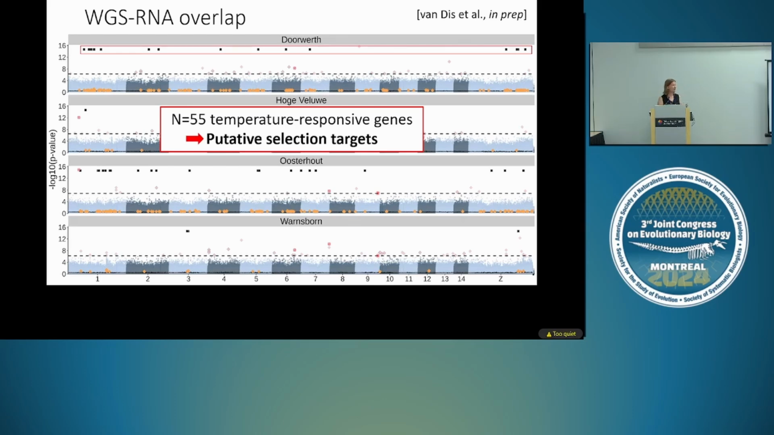And I had a quick look at them, and some of the genes that popped out are cell cycle regulators, genes involved in transcriptional control, and also genes that are involved in environmental resistance.